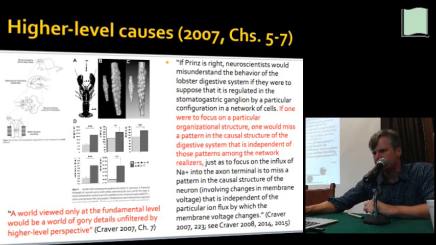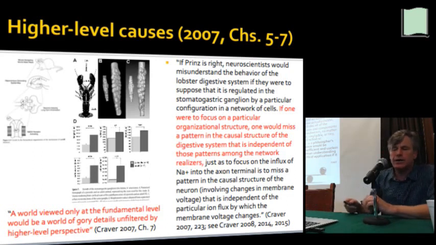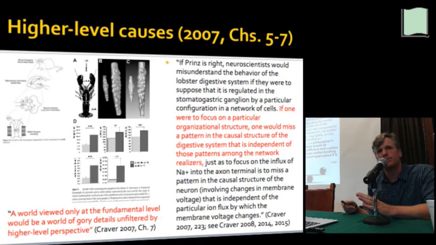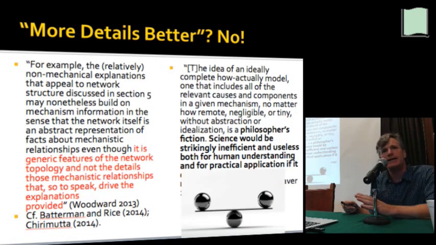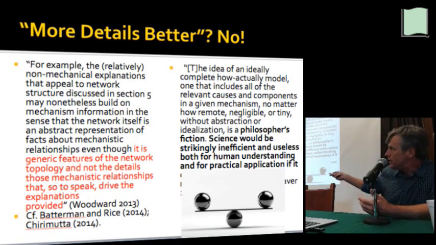Now, part of the reason why this has become a debate is that people associate the idea of mechanistic explanation with maximally detailed explanations. But that's not an association that one should have. Maybe the word mechanism just associates that thought in people's minds. So, for example, Woodward says that it's the generic features of network topology and not the details of those mechanistic relationships that drive the explanations provided. But that's just the point that I've been making all along.